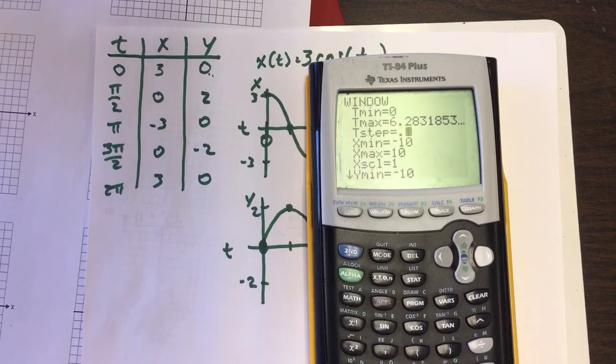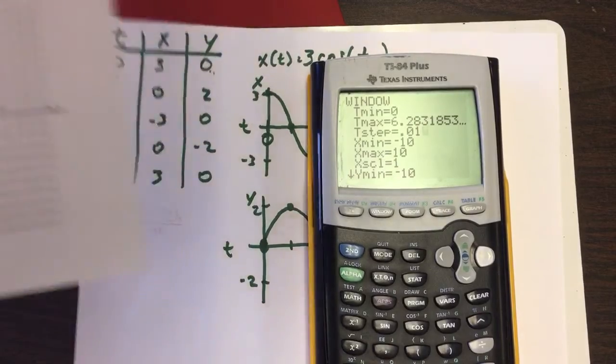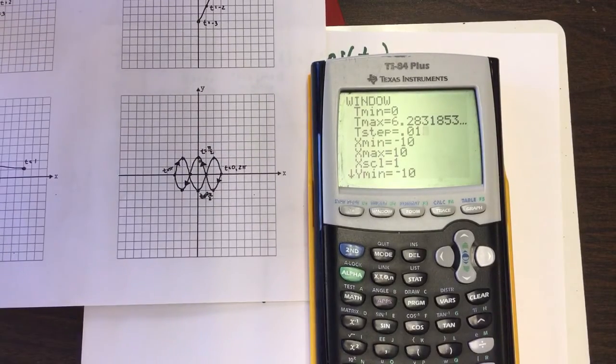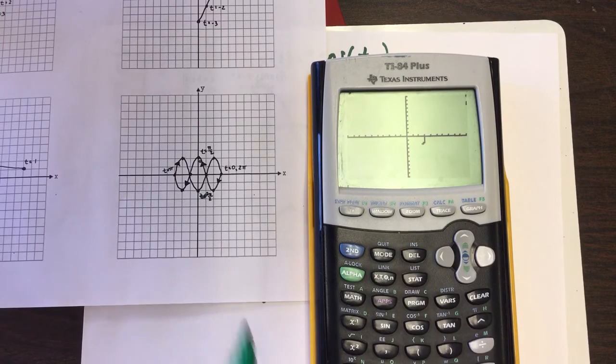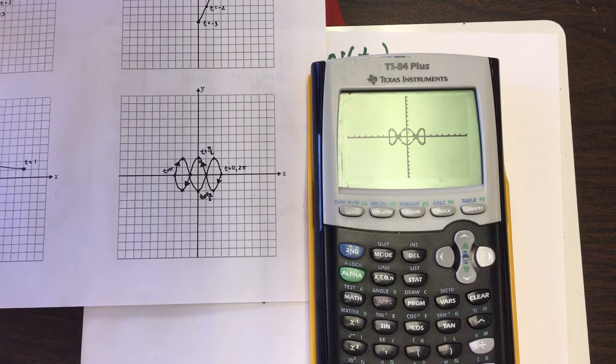I'm going to change my t step to be 0.01, because I want to see more points there. That's what we want. Oh, it's going down, just like the arrows. Then it's going up. Then it's going down. It's like a hard candy in the wrapper kind of thing.